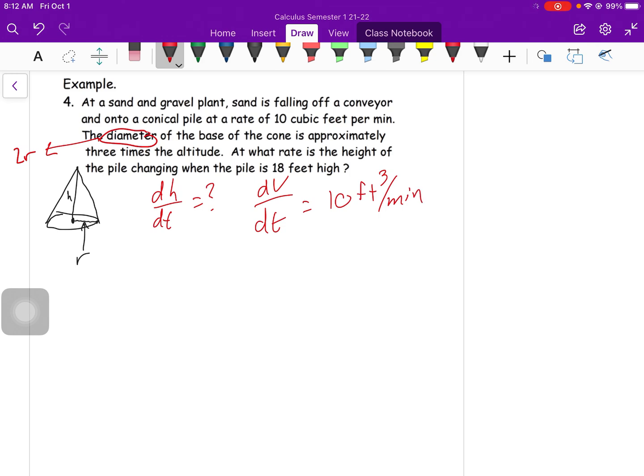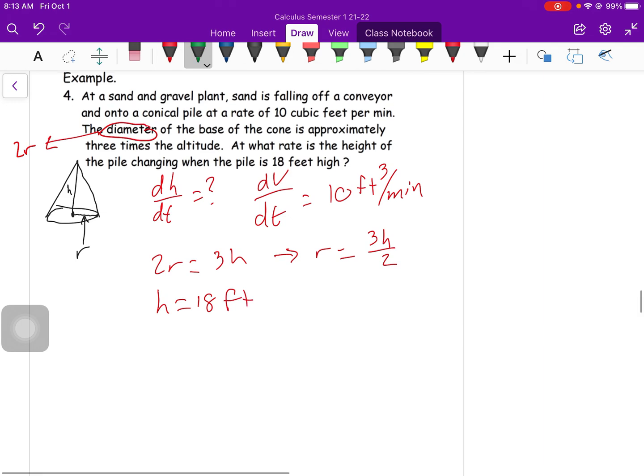I know that 2r is equal to 3h. I get that because the diameter is approximately 3 times the altitude, which I named as h, and instead of diameter, I put 2r. That tells me that r is equal to 3h over 2. And I know that this is happening when h equals 18 feet.